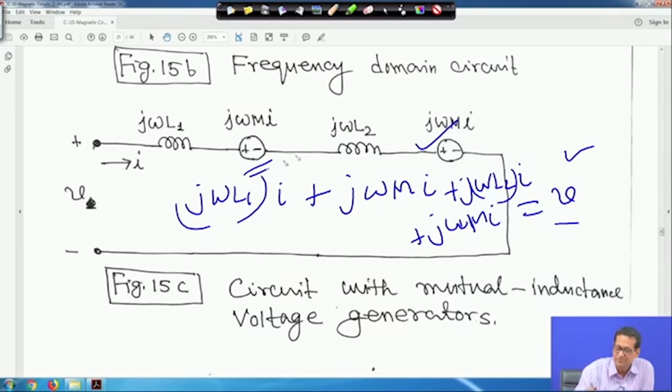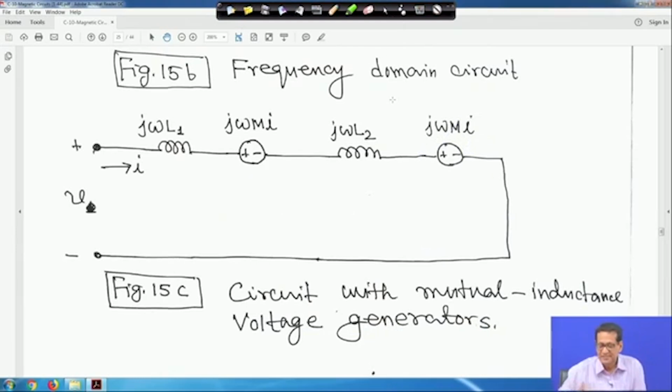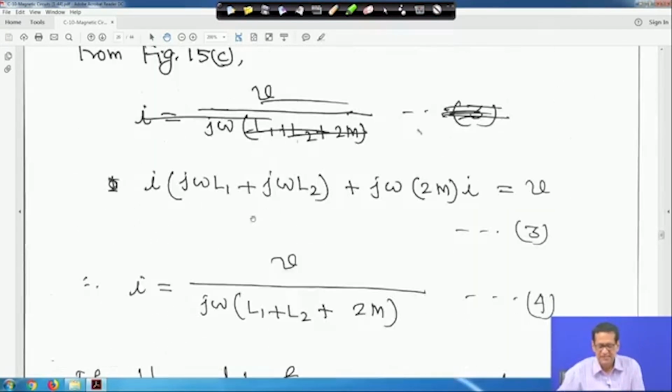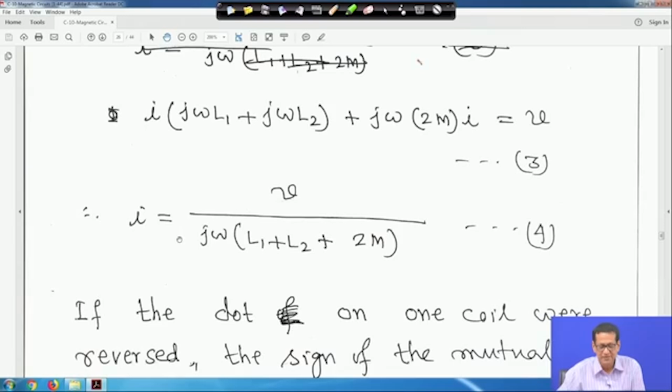This is as if it is a voltage source j omega M I, and this is j omega M I. That is why it is an inductance voltage generator. This way you have to conceive it. That is why I have written it here. So ultimately I is equal to V upon j omega times L1 plus L2 plus 2M.